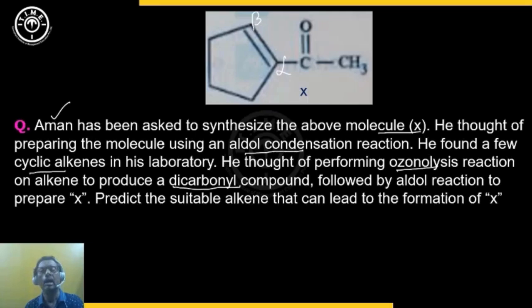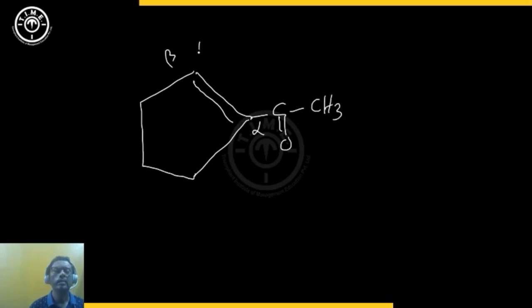It's a 5-membered ring, right, and there is a double bond there, and there is a C double bond O and a CH3. This is alpha carbon, there is a beta carbon. On the beta carbon, there is a hydrogen which you have not shown. Now we are showing. How to get the starting material out of this?